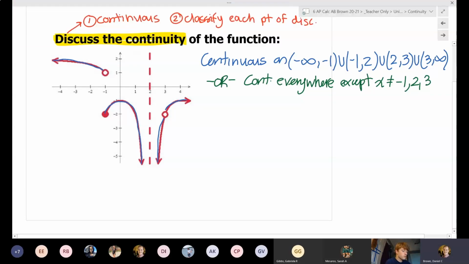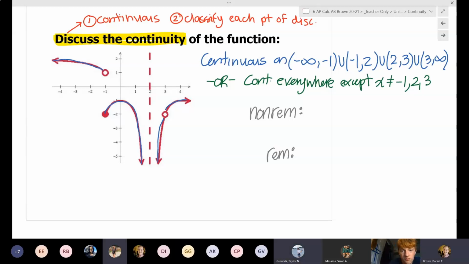And when we talk about where it's discontinuous, when you classify it, you really only need to classify it in 2 ways. You want to identify where it is non-removable at, if anywhere, and where it is removable at, if anywhere. That first point of discontinuity, when x was equal to -1, was that non-removable or removable? Removable. So at -1, we see a jump, so it's non-removable.